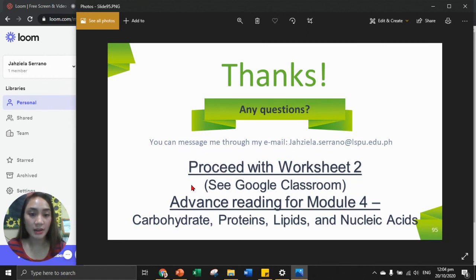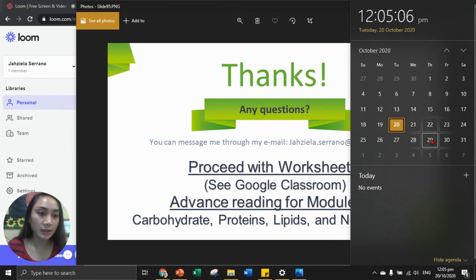And now you can proceed, hopefully, with your worksheet number 2. So you can look at your Google Classroom and I will be uploading your worksheet number 2. This is very easy because you will be just looking at the cell organelles, and then you have to know the functions and you just write it down. And worksheet number 2 will be due next week until Thursday. Again, we have our hashtag worksheet Thursdays due on October 29, Thursday until 5 p.m. You can turn it in directly to Google Classroom, or you can email it directly to me, or you can just send it through Messenger.